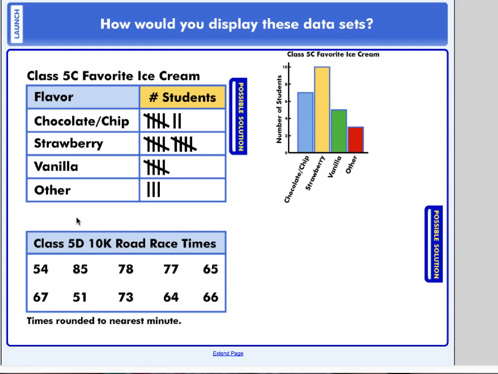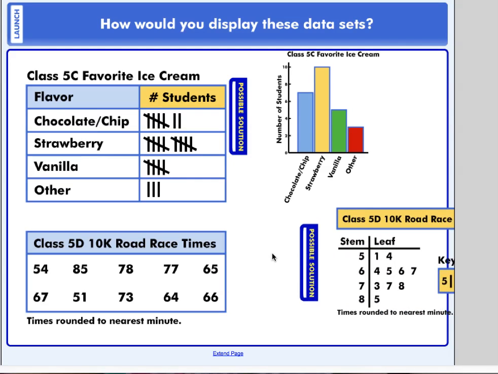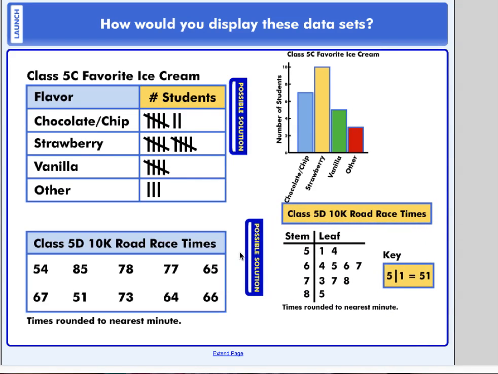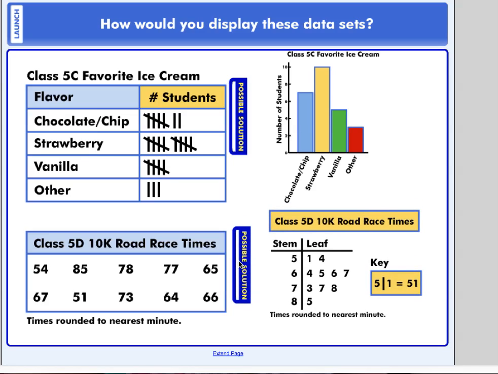Well, let's take a look at Class 5D 10K road race times. How would you display this data? Well, there would be several different options. You could make a line plot. It might be hard to make a bar graph for this kind of data, but maybe it would work. Well, I want to show you another idea. We could make a stem and leaf plot for this data.